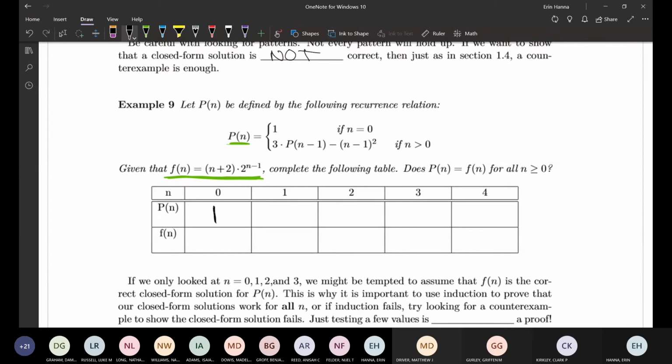What about F of 0? Well, we'd have, can I do it really tiny down here? Probably not. We'd essentially have 2 times 2 to the negative first, which is essentially 2 divided by 2, which is 1.